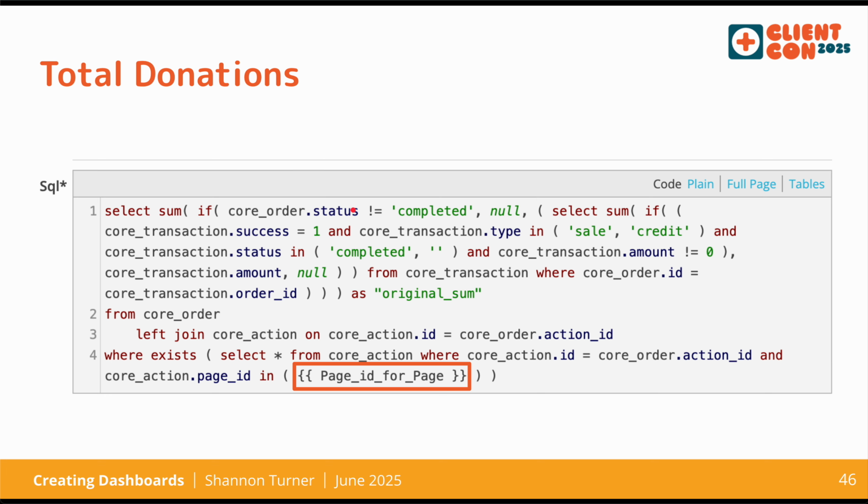Now in the previous example, we renamed the snippet to page ID. This time, we're going to leave it as is with the slightly awkward page ID for page. Let's also take note of this because we'll need it at the next step.